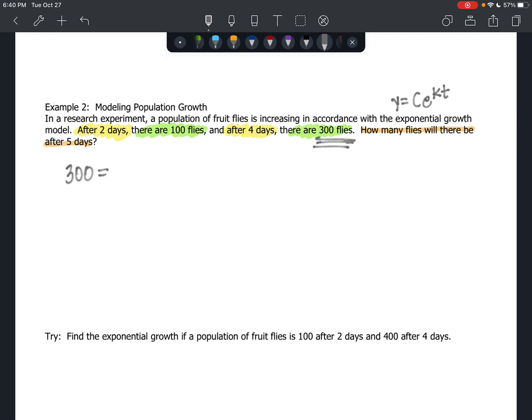We've got an end amount of 300 and we've got an initial amount of 100 times e. We don't know what that growth constant is, that constant of proportionality, so we're going to leave that as k, but we do know that going from 100 to 300 flies was over the course of 2 days, from 2 days to 4 days. Now we can divide both sides by 100 and isolate that exponential expression, e raised to the 2k power. So we're going to have 300 divided by 100 is 3, equals e to the 2k power.